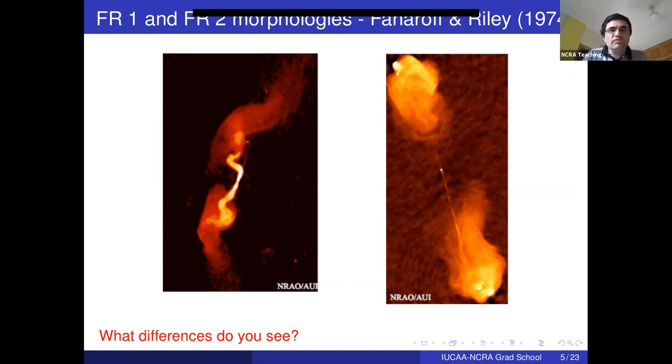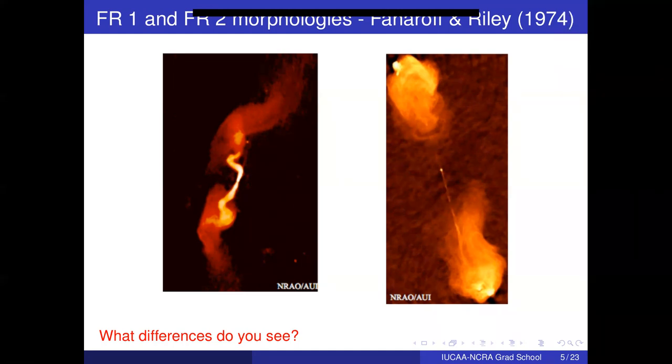Anyway, what Fanaroff and Rayleigh found is that when they looked at the extended radio morphology of galaxies, they found two kinds of galaxies. What is shown here in the left panel is a Fanaroff-Rayleigh 1 object. And this is a Fanaroff-Rayleigh class 2 object, right? Now, what differences do you see between these two?